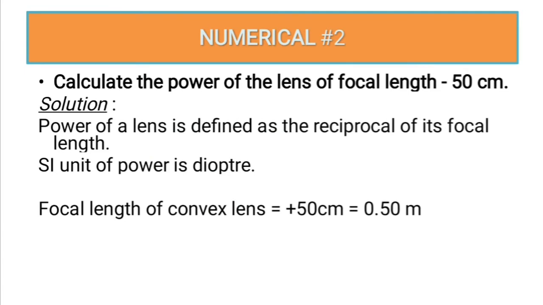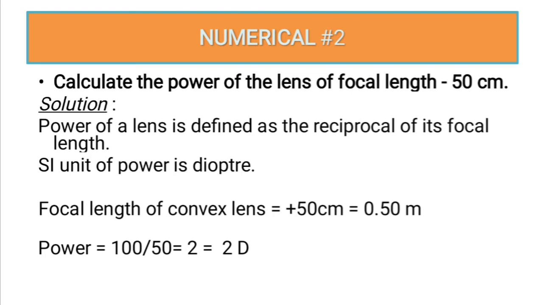So focal length of the lens is 50 centimeters. Either you can divide 100 by 50 centimeter, or you have to convert it into SI form, which is 0.50 meter, and then take the reciprocal. If I divide 100 by 50, I will get 2. Even if I divide 1 by 0.50, I will get the same answer, which is 2. So the answer is 2 diopter. The power of the lens is 2 diopter.